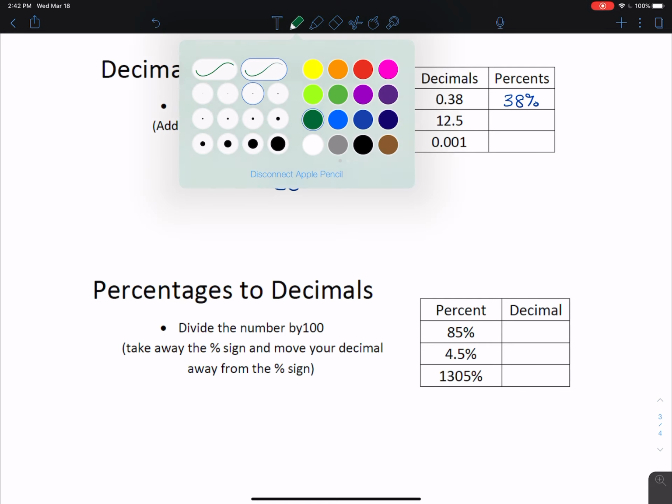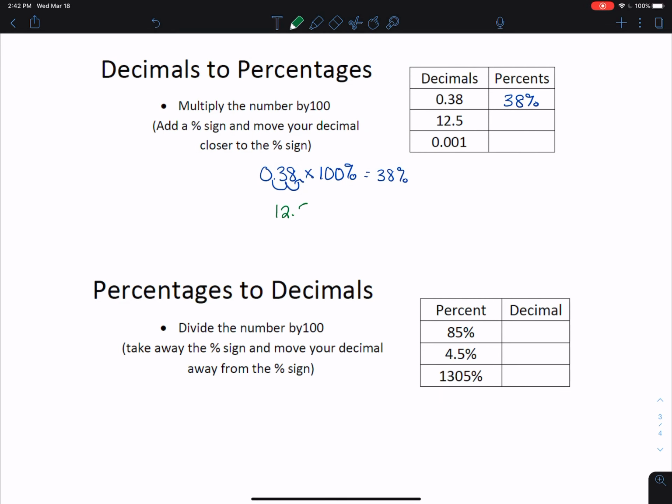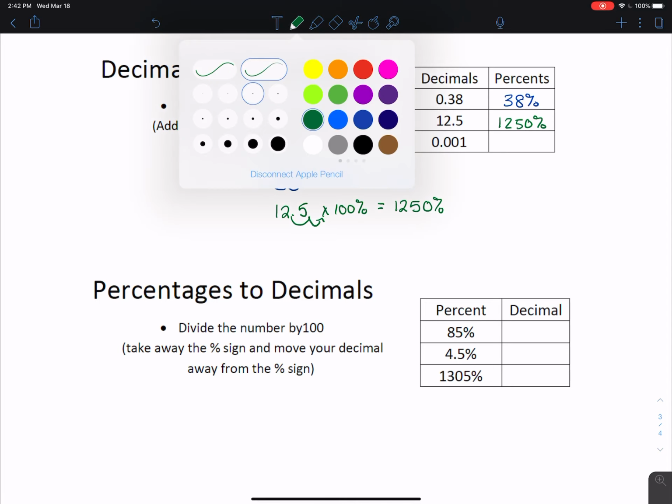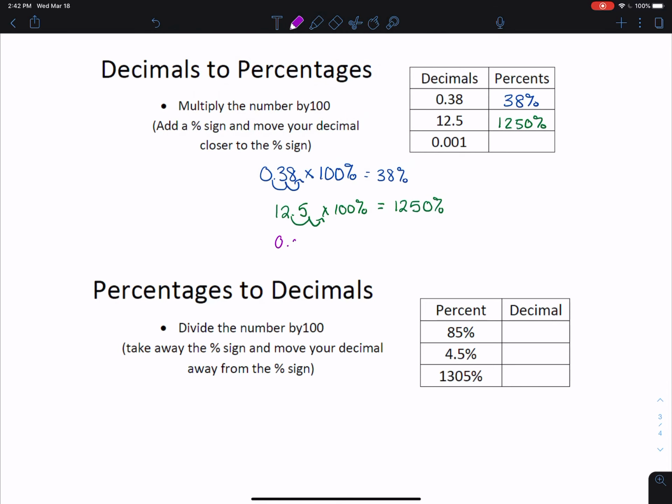If I look at that next number in the table, 12.5, in my decimal form, I want to multiply by 100% to get it in percent form. When I multiply by 100, I bump my decimal point 2 spaces to the right. So I'm going to end up with 1,250%. If I look at that 0.001, I'm going to multiply by 100%. When I multiply by 100, I bump my decimal point 2 places to the right. So I'm going to end up with 0.1%.